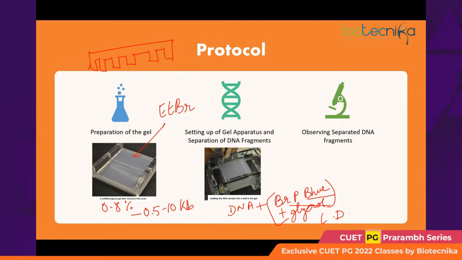So for that, we add glycerol, which has higher density. It weighs down the sample so it can sink in the well of the gel, okay? So that it does not come out of the well, our sample DNA stays in the well. And when we pass our electricity, it moves through the gel. It does not come out and diffuse in the buffer, okay? That's why glycerol is added.